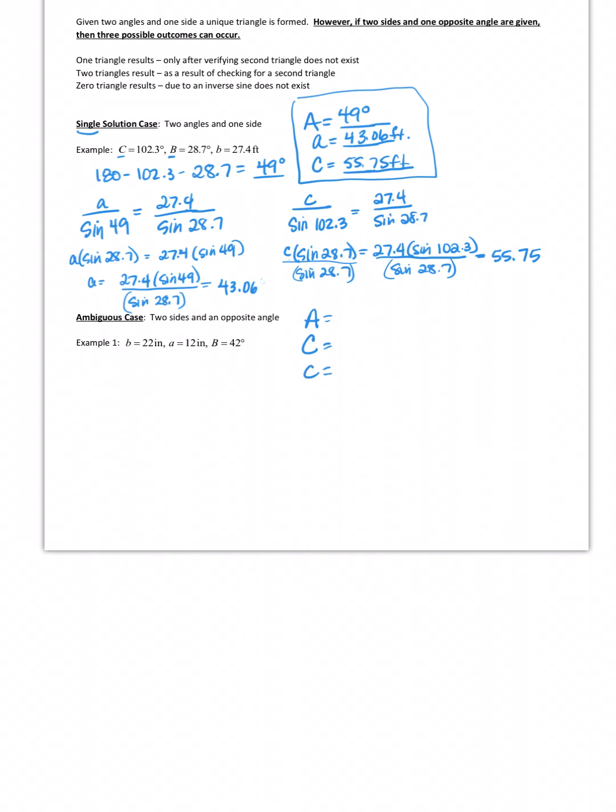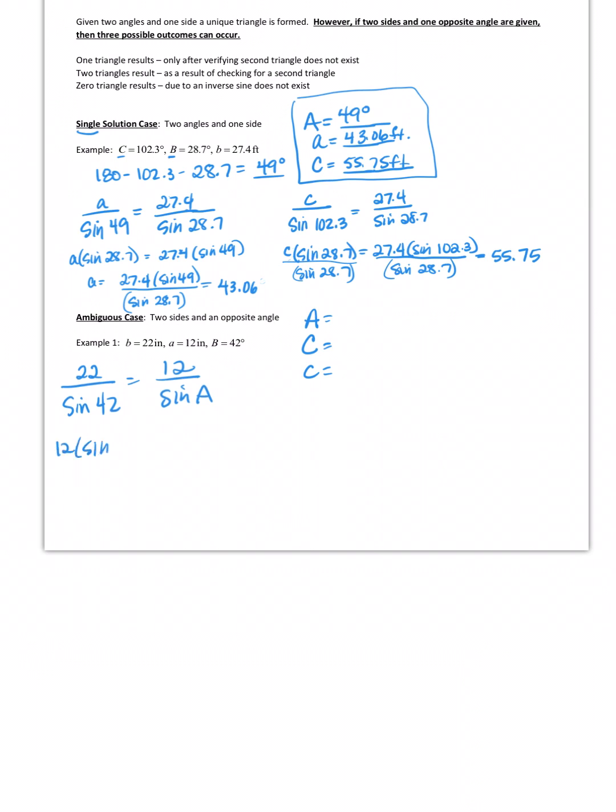So we have to start with what we're given. The only thing we can do at this juncture with this information is to find angle A. So let's do that first. So we're going to do little b over the sine of angle B, which is 42, equals little a over the sine of big A. Right? Cross multiply, and let's see what we get.